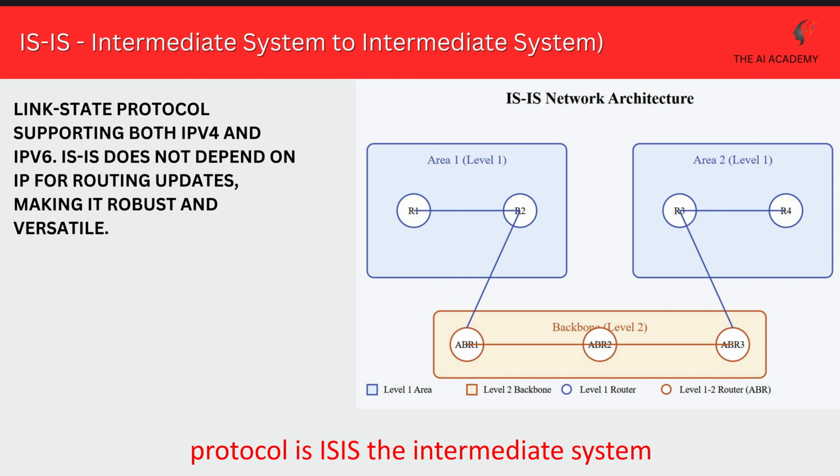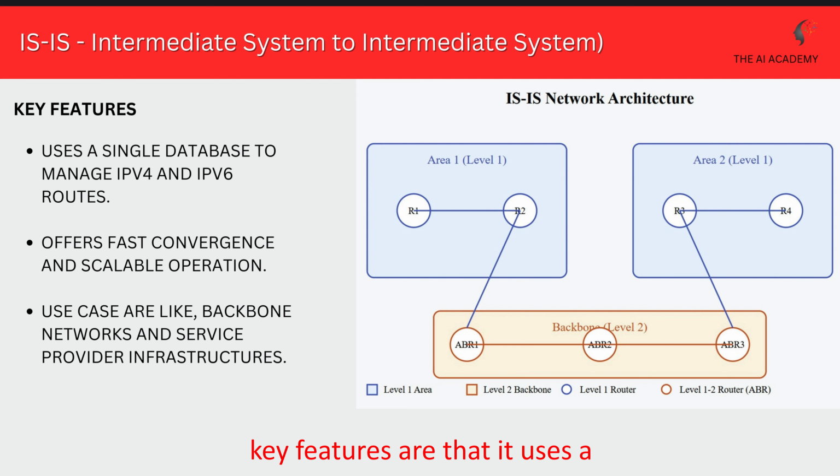Another protocol is IS-IS, the Intermediate System to Intermediate System. It is a link-state protocol supporting both IPv4 and IPv6. IS-IS does not depend on IP for routing updates, making it robust and versatile. The key features are that it uses a single database to manage IPv4 and IPv6 routes, and offers fast convergence and scalable operation. The use case is backbone networks and service provider infrastructures.